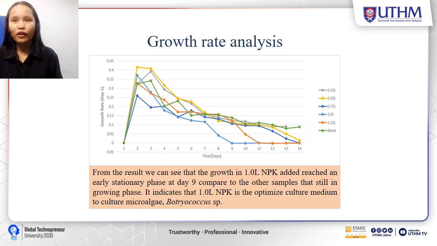This is the last part of chapter 4, the analysis for microalgae Botryococcus species growth rate. So this is the graph, the 6 different volumes of NPK added, growth rate versus days. From the results, you can see that the growth in 1 liter NPK added reached an early stationary phase at day 9 compared to the other samples that are still in growing phases. It indicates that 1 liter NPK is the most optimized culture medium to culture microalgae Botryococcus species.